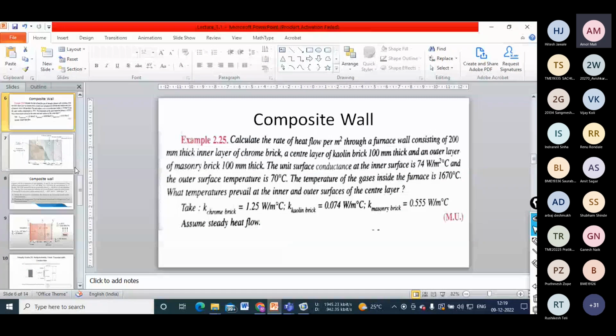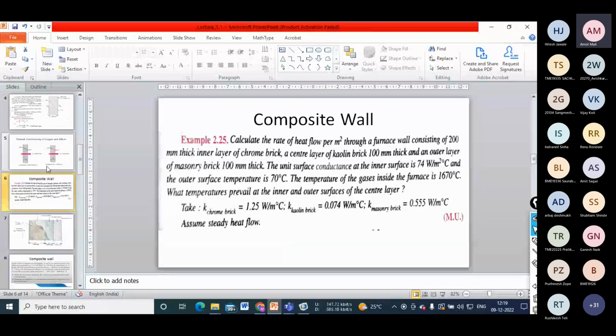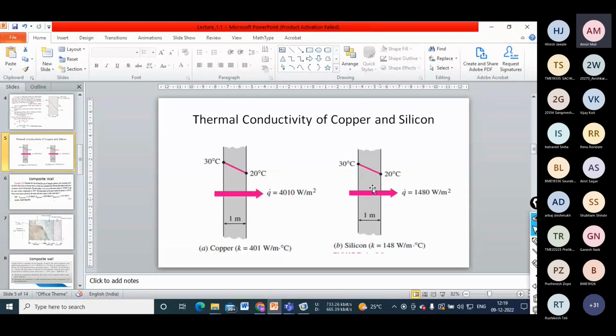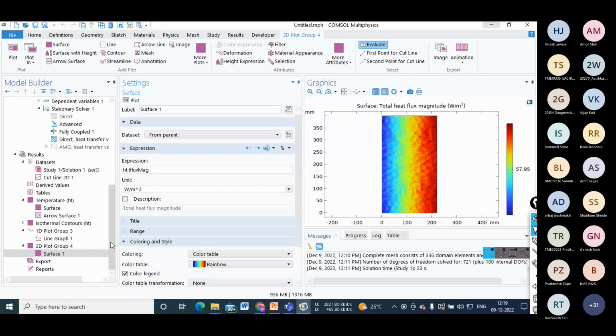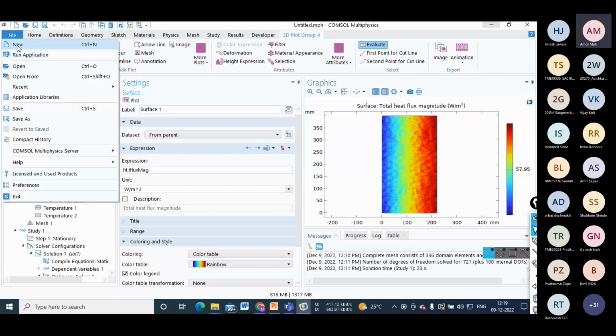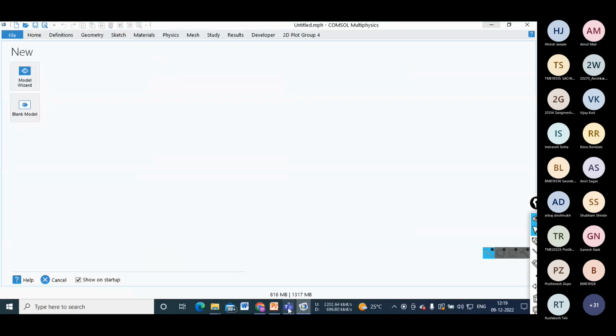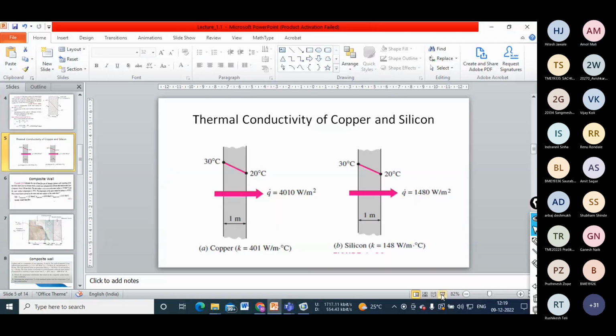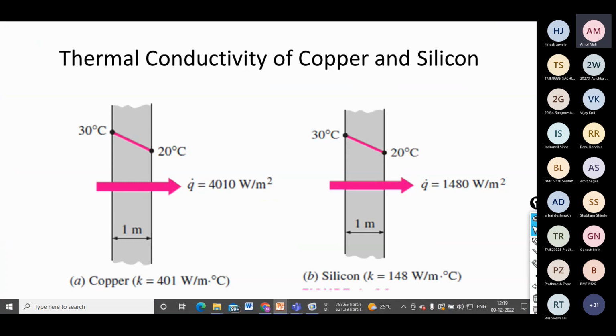Next to that, the same problem is there, but by changing the thermal conductivity. Okay, the same problem we can also solve, but once again I will solve this problem. So are you there, all of you?